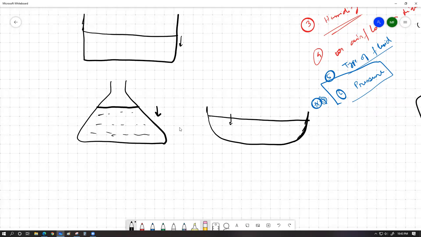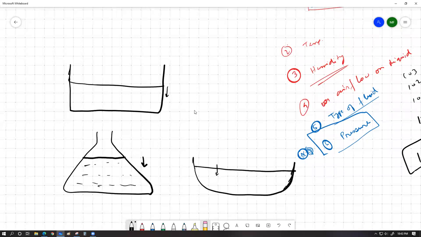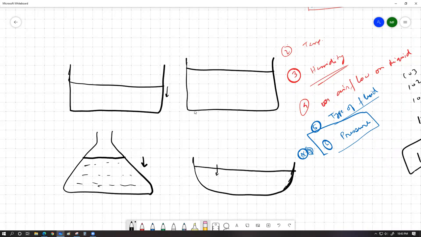This has nothing to do with depth. For example, if you have a beaker of this much cross-sectional area with this much water, the evaporation rate would be exactly the same if you have a similar beaker which was filled up even more. If you have these two identical beakers placed side by side, filled with water to different heights, both of them would have the same rate of evaporation, because depth of water is not a factor that controls evaporation. The factors that control the evaporation rate, what are those?